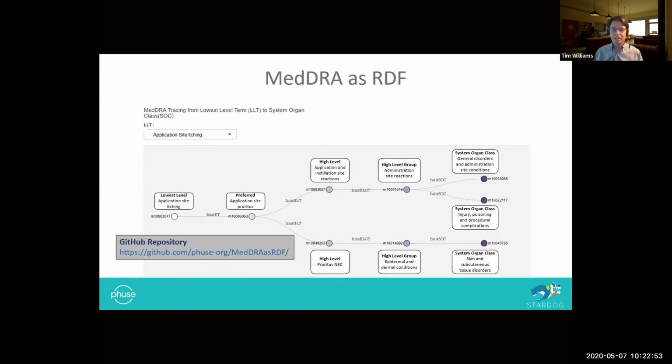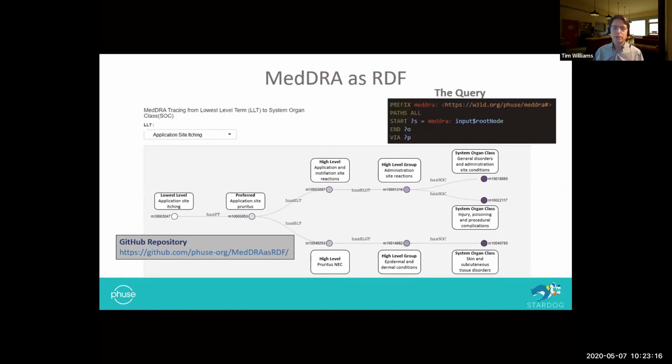The visualization based on the underlying data is a natural structure for using and browsing the terminology. The visualization directly shows how the data is stored as RDF. Application site itching has preferred term application site pruritus is the subject predicate object model of RDF. The query behind this visualization could not be simpler. It uses a Stardog paths query to start at a specified lowest level term, then traverse the path from that node all the way up to system organ class. It is so much easier and intuitive compared to the use of foreign key tables in relational structures, as we saw on the previous slide.